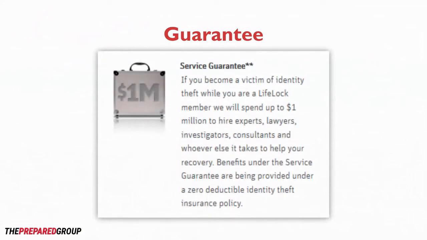Here's a guarantee from LifeLock. "If you become a victim of identity theft while you are a LifeLock member, we will spend up to $1 million," right? Here's the catch. "Up to $1 million to hire experts, lawyers, investigators, consultants, and whoever else it takes to help your recovery." And so this is instilling confidence in the buyer. But as you can see, there's a couple of asterisks next to the guarantee. There's probably some footnotes, and they may have these people in-house. Maybe it's already a part of their regular service, their regular employees, et cetera, who are offering this.